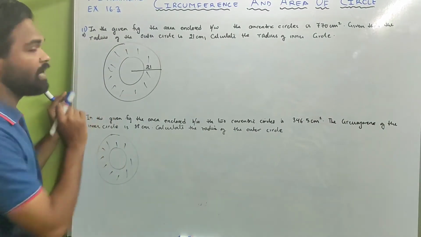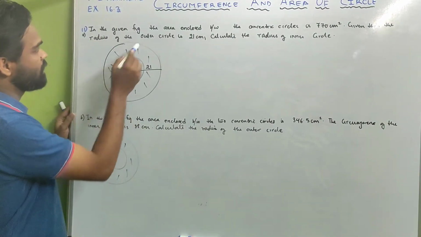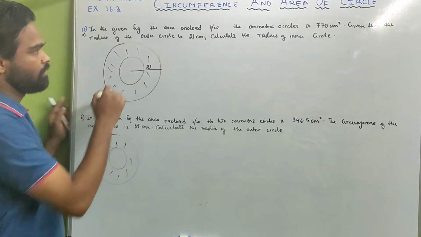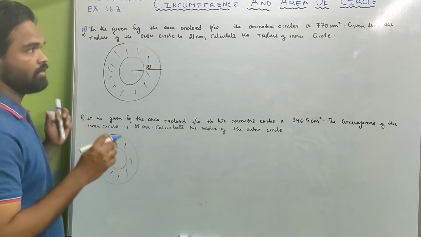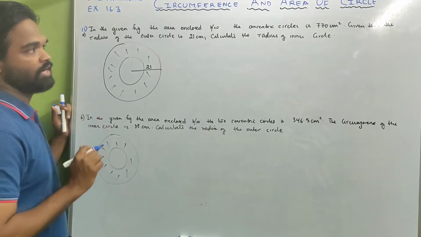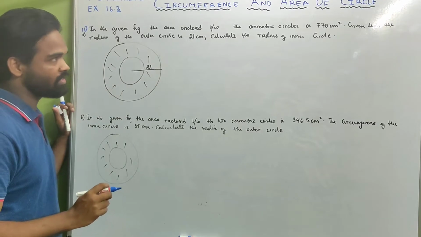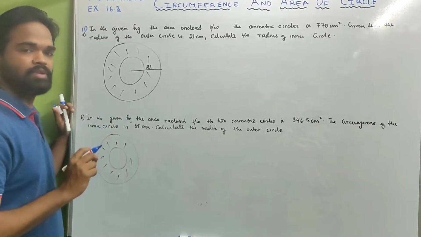Let us see sum number 11 part A, which says in the given figure the area enclosed between the two concentric circles is 770 centimeter square. Given that the radius of the outer circle is 21 centimeter, find the radius of the inner circle.